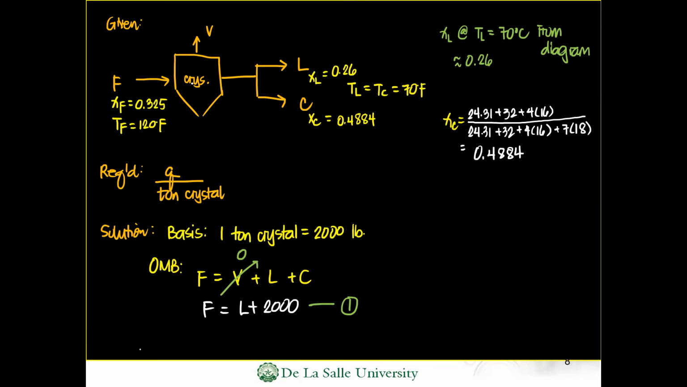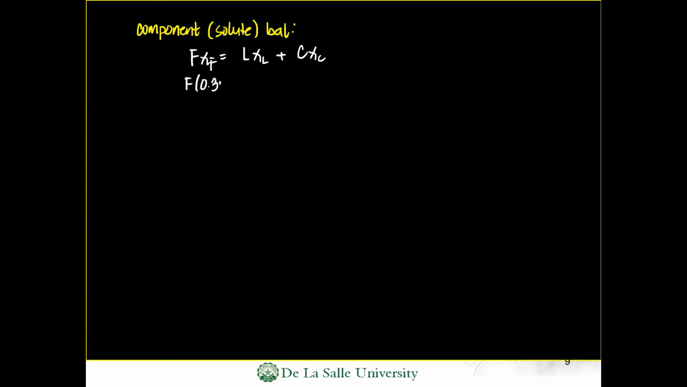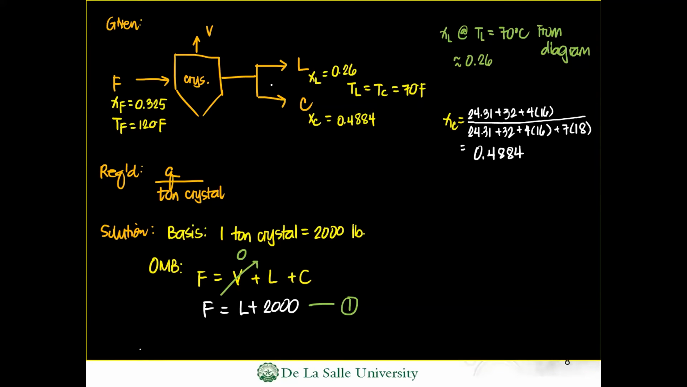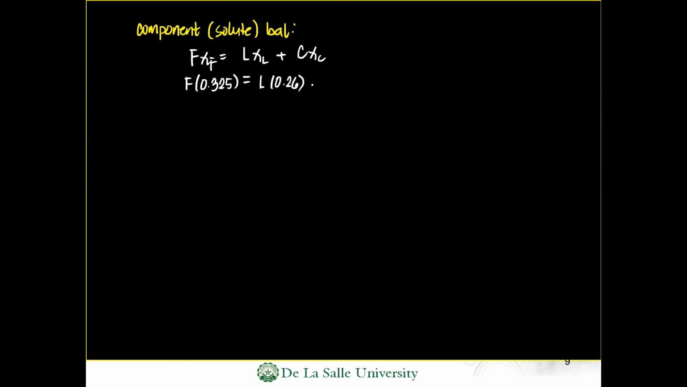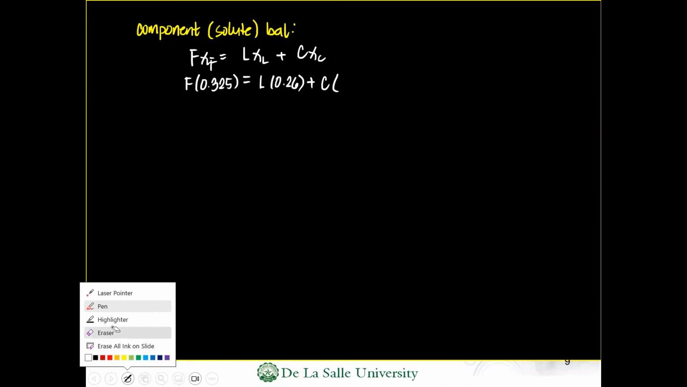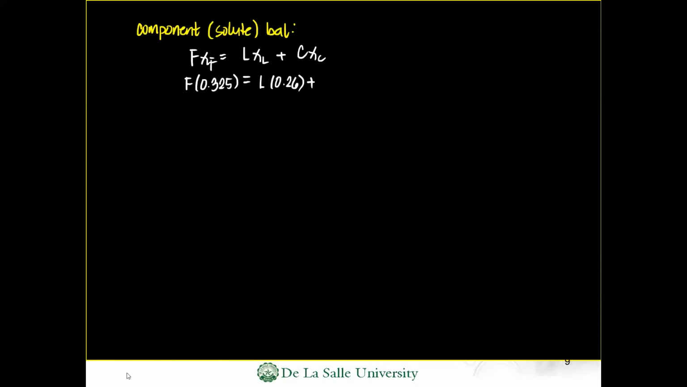Okay, so we can already solve. This is F times XF, 0.325, is equal to L times XL, 0.26, plus C times XC. By the way, your C is already given as 2000. So 2000 times 0.4884. This is your equation letter A. So again, equation 1 and A. Can you please solve for F and L?